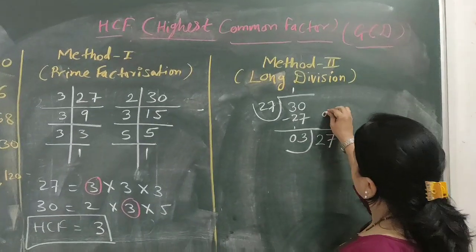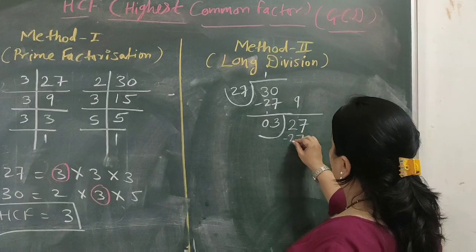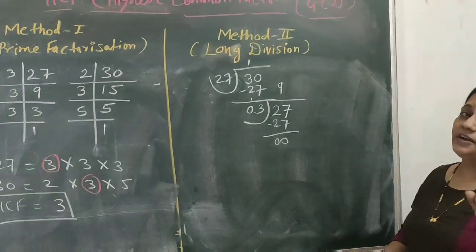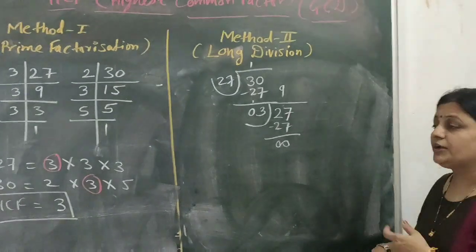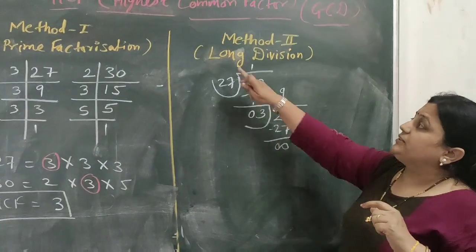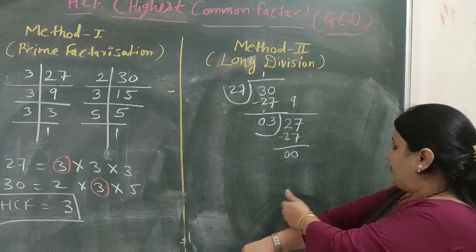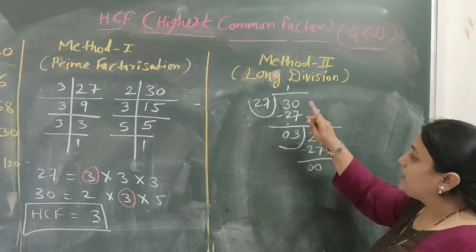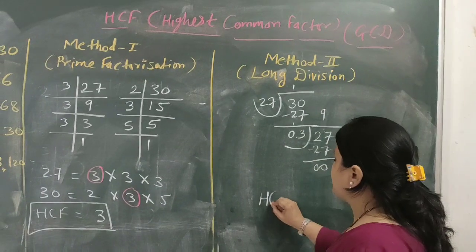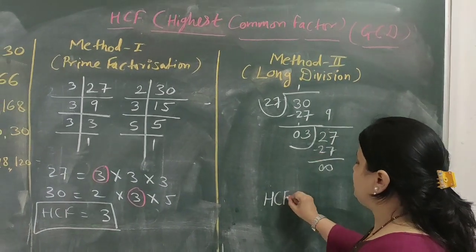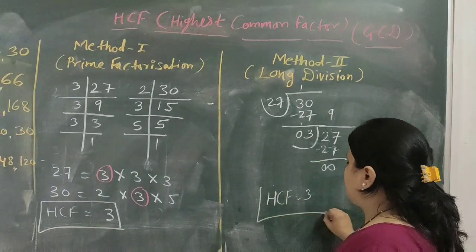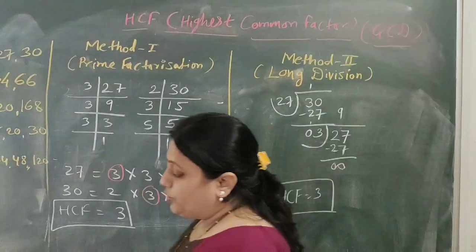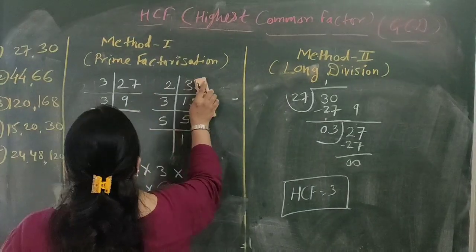Okay. So 3 9s are 27. So the remainder is 0. Unless and until we get remainder 0, we have to continue with the division. That's why it is called the long division method. Okay children, so our last divisor will be our SCF. Our last divisor is 3. So our SCF is 3. Hope you understood, children. One more example I will take here.